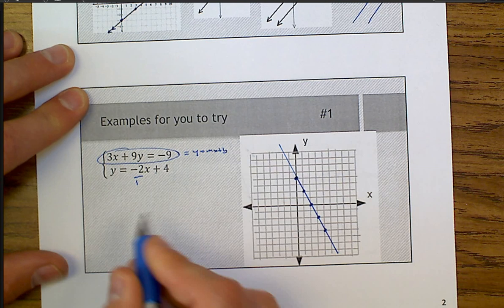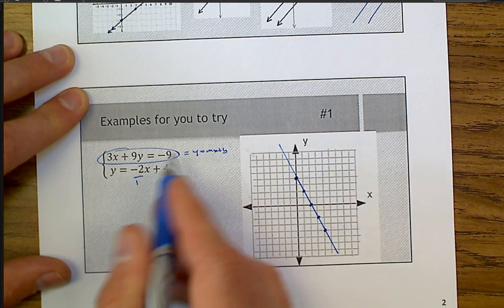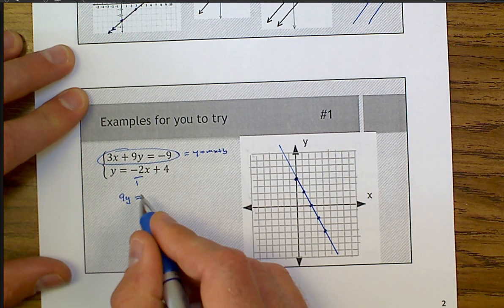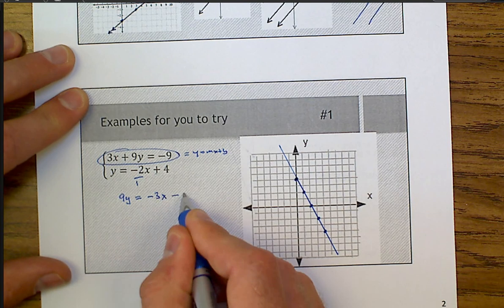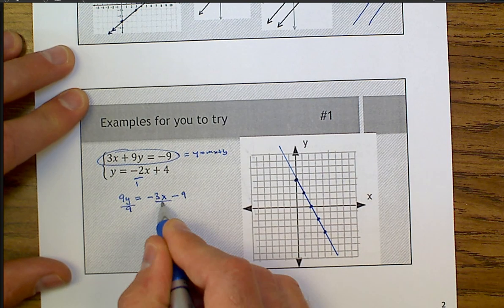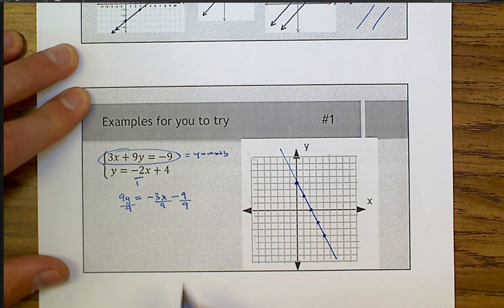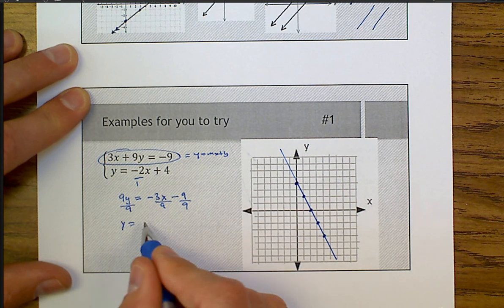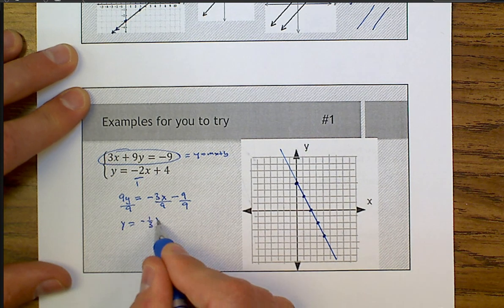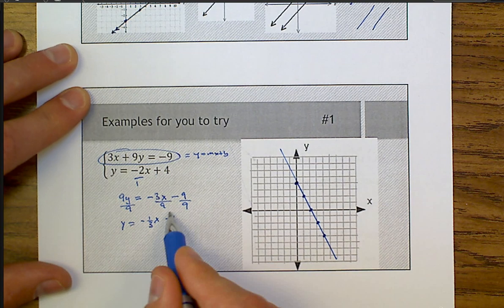And so what we would do is subtract the 3x to the other side, so we'd have 9y equals negative 3x minus 9, and then divide everything by 9. And we would get y equals, that's going to reduce to a negative 1/3 x minus 1. So that's what we want to graph on our paper.